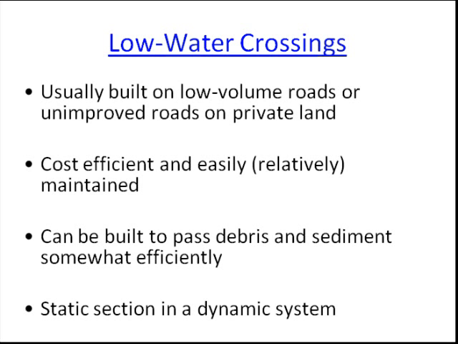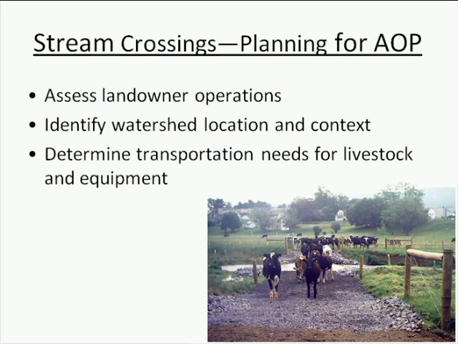So in general, low water crossings are built on low volume or unimproved roads on private lands. They're attractive because they're generally cost efficient and can be relatively easy to maintain. In addition, they can be designed and built to pass large sediment and debris loads with some efficiency. However, because they are a static structure in a dynamic system, they affect river mechanics and aquatic organism passage. So planning for passage on a given operation could be easily incorporated into our overall planning process.